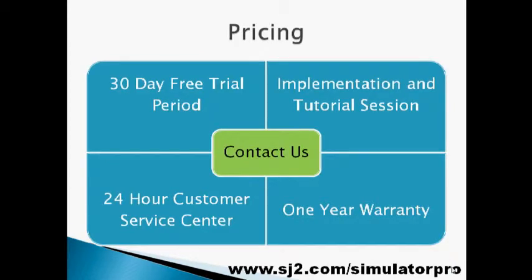Purchase of the Supply Chain Simulator Pro includes corporate licensing to the software and a 1-year unlimited maintenance. Additionally, SJ Squared Software Solutions will send out a representative to install the simulator, as well as conduct a 2-hour tutorial session with company employees. Should your company have any questions regarding the product, a 24-hour customer service center will be there to answer all phone and email inquiries, as well as engage in live chats with company employees.